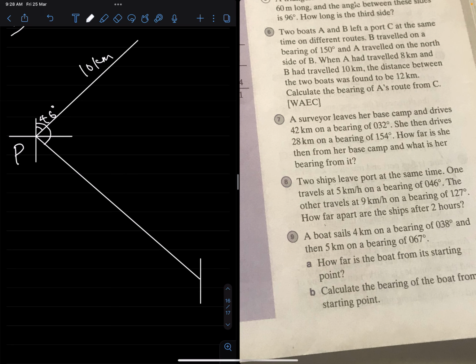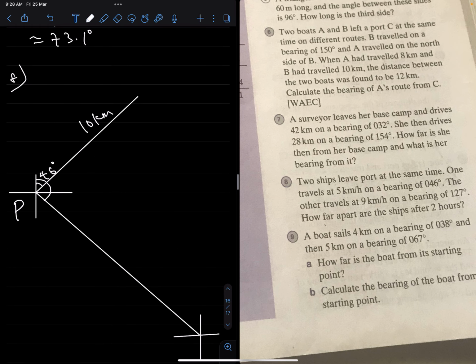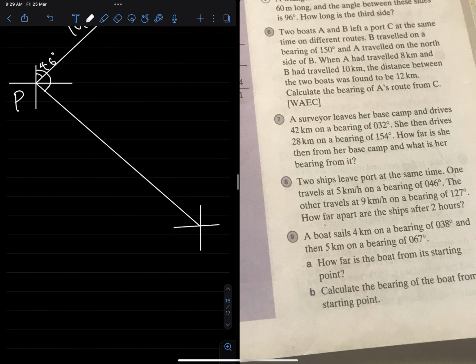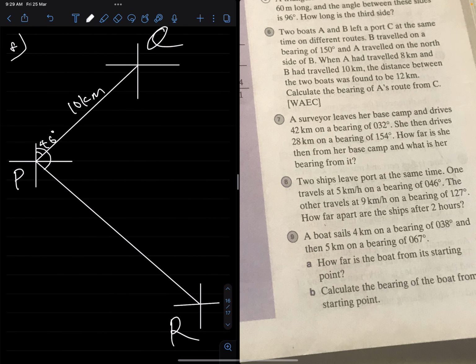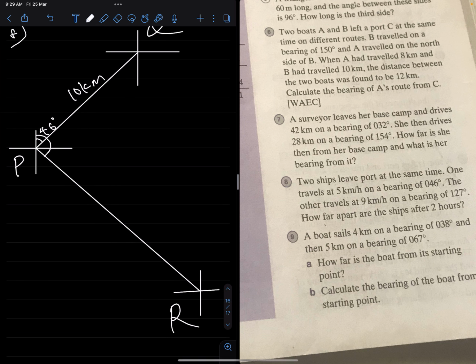This is the second ship. It's 18 kilometers away from the port the boat left. This is the first ship, which is 10 kilometers away from the port they left. So let me call the first ship Q and the second ship R. Now, what's the question? How far apart are the ships after 2 hours? That's just the distance QR.